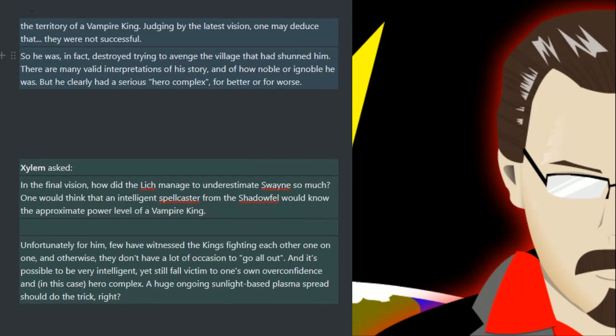Xylem asked, in the final vision, how did the Lich manage to underestimate Swain so much? One would think that an intelligent spellcaster from the Shadowfell would know the approximate power level of a vampire king. Unfortunately for him, few have witnessed the kings fighting each other one-on-one, and otherwise, they don't have a lot of occasion to go all out. And it's possible to be very intelligent, yet still fall victim to one's own overconfidence, and, in this case, hero complex. A huge ongoing sunlight-based plasma spread should do the trick, right?